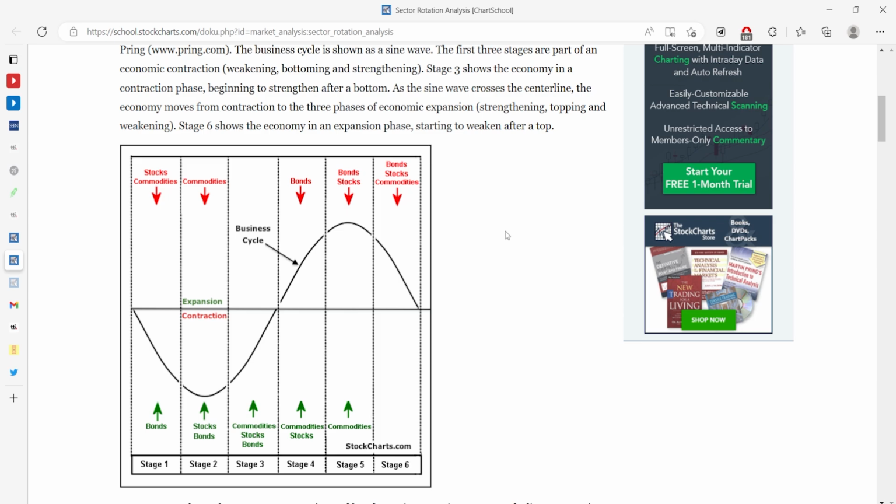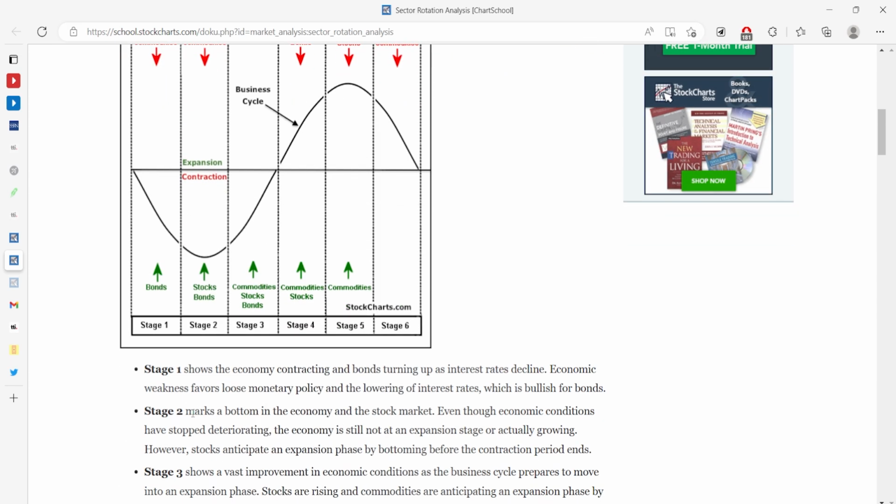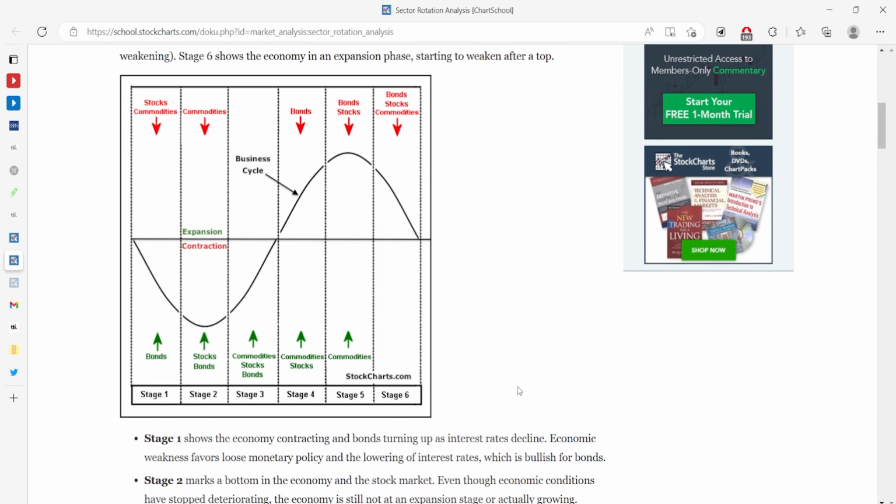It's something I want you to focus on right now, which is stage 2. If we actually read stage 2, it marks a bottom in the economy and the stock market. Even though economic conditions have stopped deteriorating, the economy is not in an expansion stage or actually growing, but stocks anticipate an expansion phase by bottoming before the contraction period ends. That's because the market is forward looking.